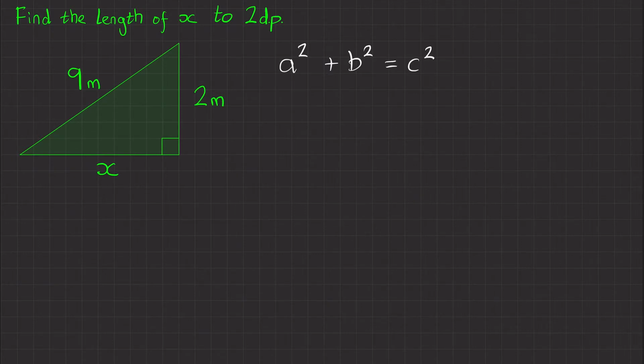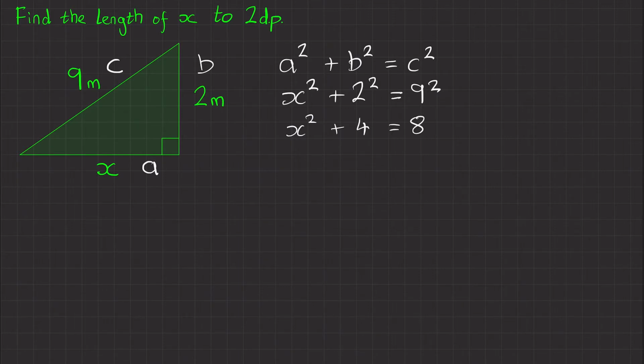We'll label our sides now, so the hypotenuse is always c, and then we want to label a and b, which I'm going to label this x side A and 2 meter side B. As a reminder, it doesn't matter which sides A and B are, as long as you use them consistently throughout the question. Let's substitute in our values. So we've got a squared, which is x squared, b squared, which is 2 squared, and c squared, which is 9 squared. Let's make this look a bit simpler, so we've got x squared plus 4 equals 81.